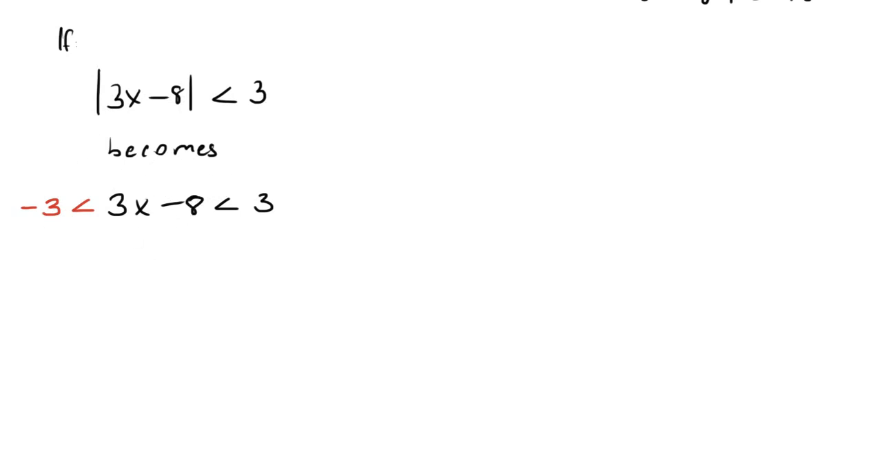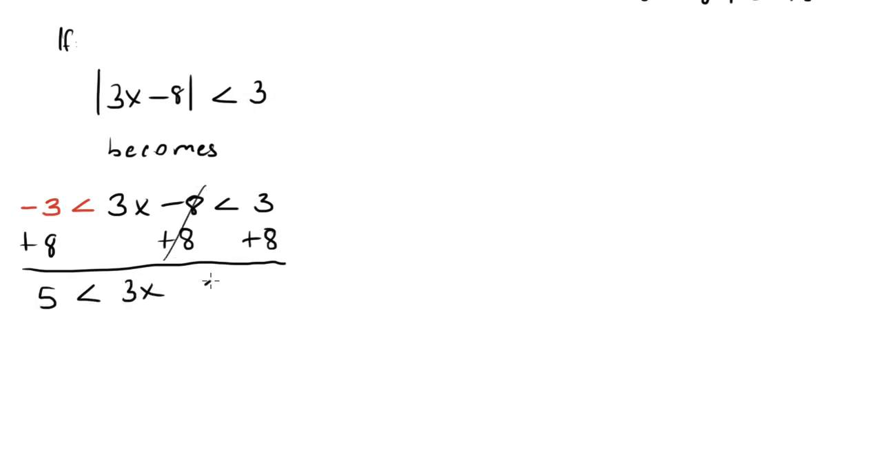We can solve this compound linear inequality by isolating x in the center. To do that, I'll add 8, and you do that to all 3 sections. Now, this is all hypothetical. This is if it was less than positive 3. This is not what the problem says, but just for argument's sake. To isolate x, I'll divide by 3. So 5 divided by 3 is less than x, which is less than 11 over 3.